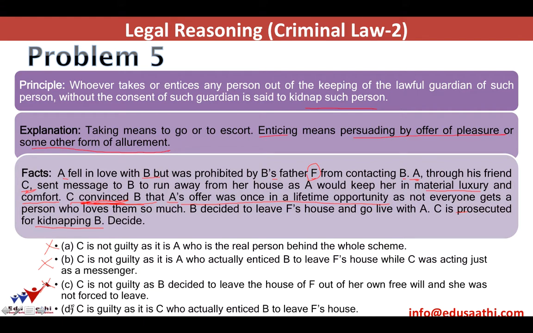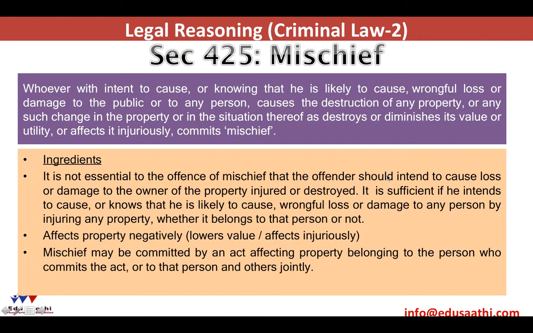The last option left is: C is guilty as it is C who actually enticed B to leave F's house. So this is the right answer because he is the person who indulged in the whole action of enticing by convincing her that she must leave her father's house, because the opportunity or the offer given by A is a once in a lifetime opportunity. So C would be held liable for kidnapping B.